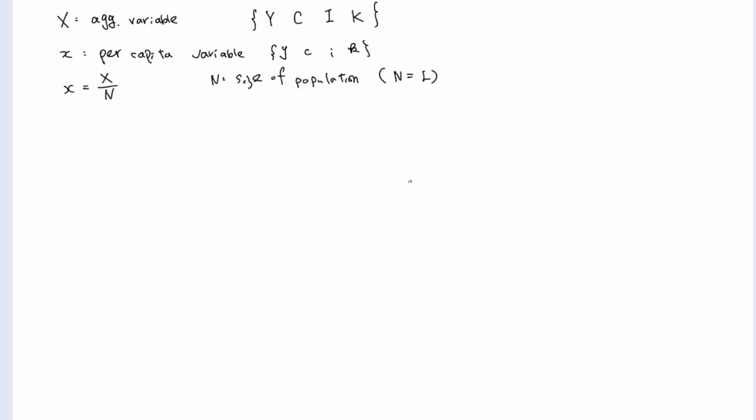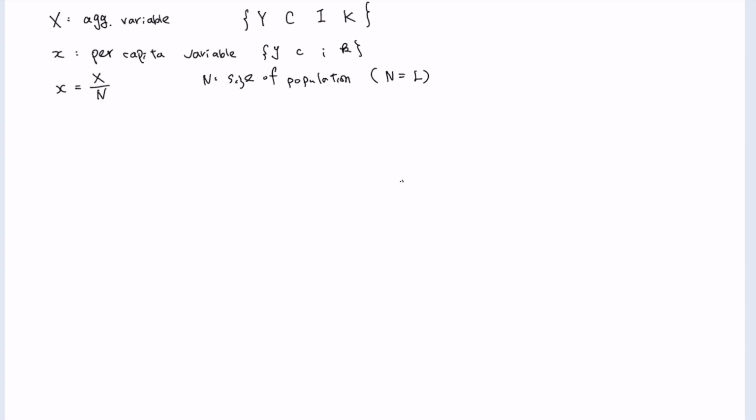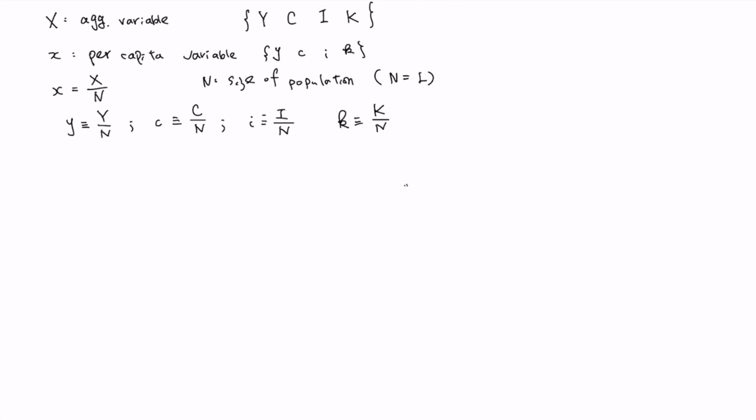And each per capita variable is the aggregated variable divided by the size of the population. So here we can define the lowercase y, which is the output per capita, equal to the aggregated output divided by the size of population. Then it becomes the per capita output. Same thing for consumption, for investment, and for capital. We convert all of them into per capita variables.